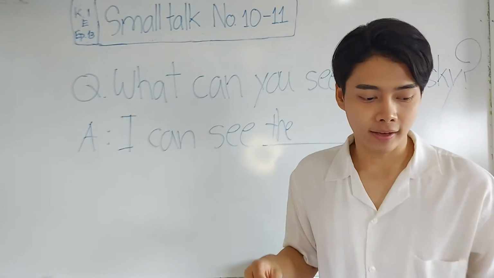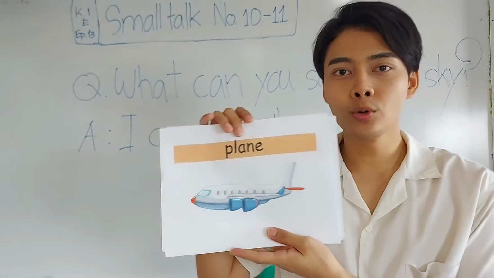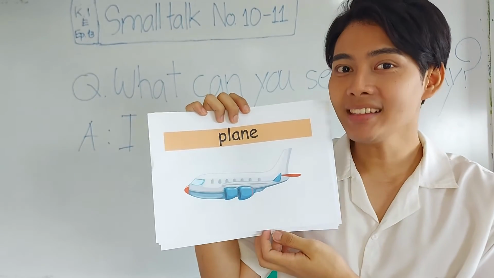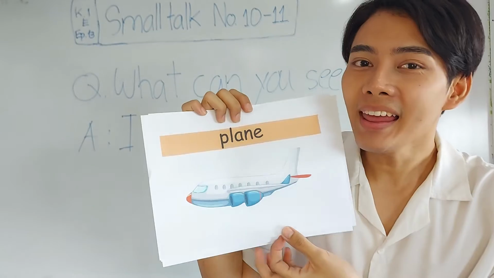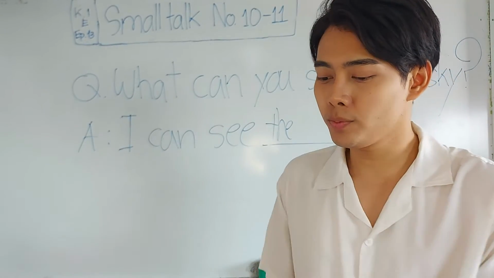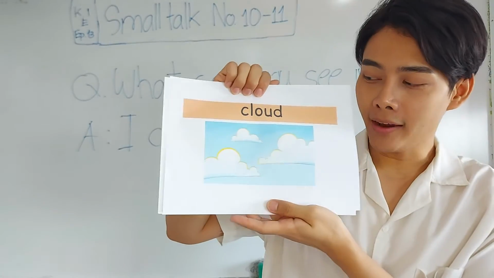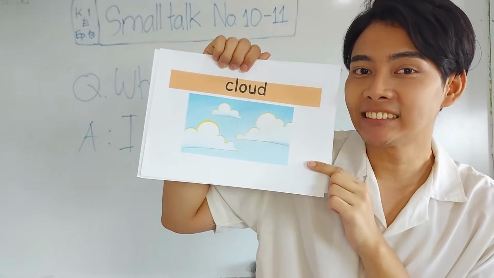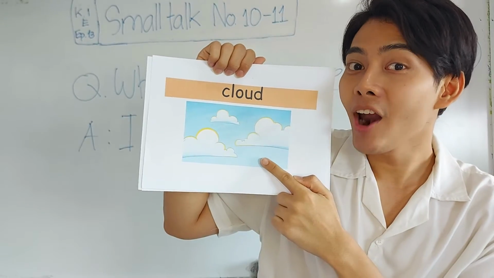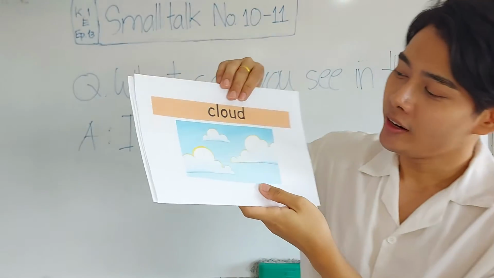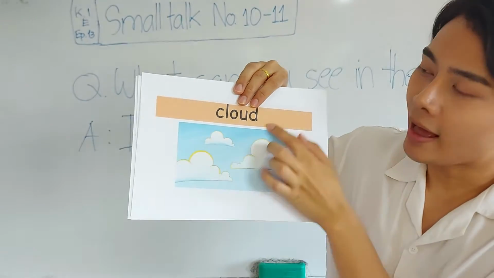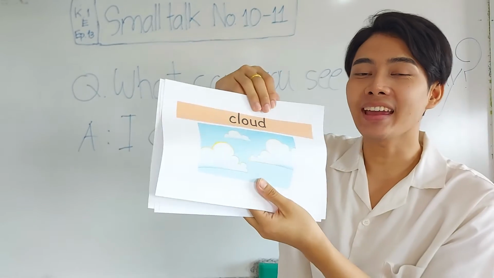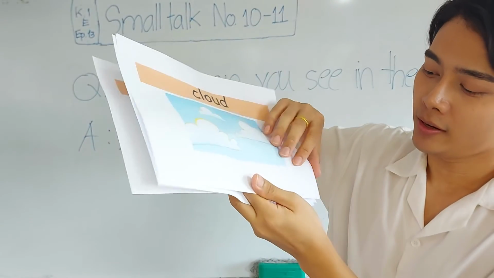Okay, I ask again. What can you see in the sky? I can see a plane. Very good. What can you see in the sky? I can see a cloud. Very good. If there are many clouds, I can see clouds. Very good.